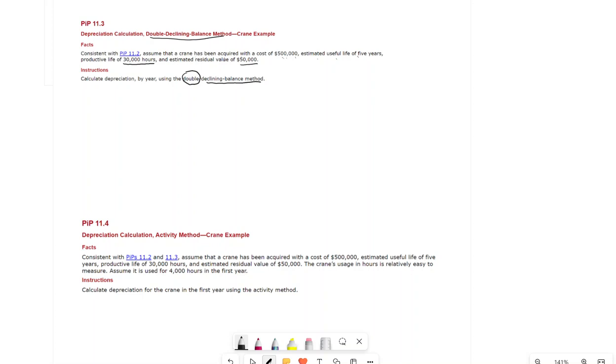When we think of a double declining, we have 100. This is the formula: 100 over the life, multiplied by 2 to get your double declining. In other words, every year you will be depreciating 40%. When you're doing a double declining method, the residual value is not put into the calculation.